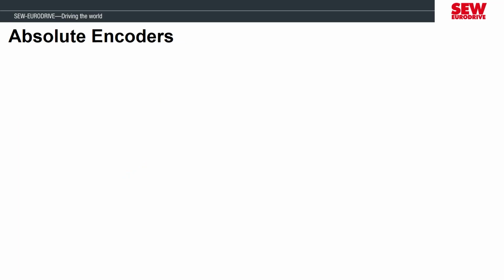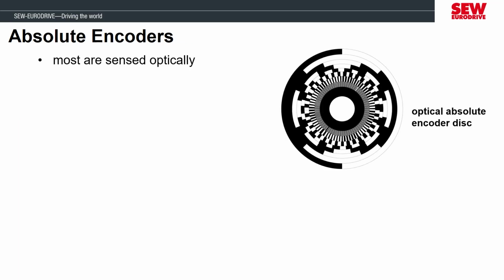Absolute encoders really shine when used in applications that need precise positioning. A lot of these work by being sensed optically. If you look at this code disk, you can see that this is a lot more complex than the type used in incremental encoders. Because of this unique pattern of the optical disk, the light that passes through can be interpreted as a binary number that refers to a unique position. As the disk rotates, a specific number is output that will count up or down depending on the direction of rotation.